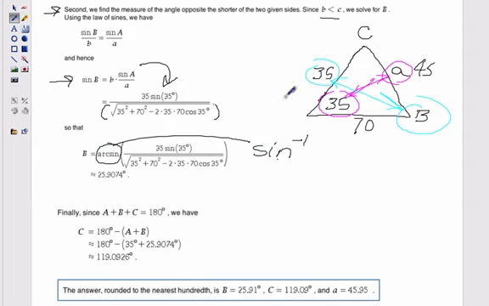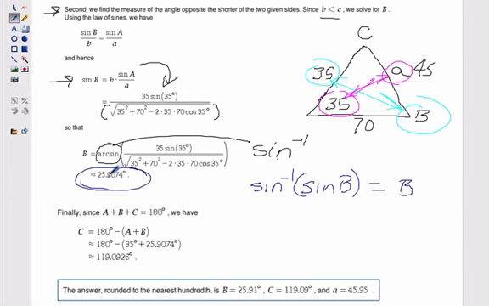So in other words, here's a little aside. If we have the sine of B, and we take the inverse sine of that, that gives us just B. And then here's our calculation. Again, this is an approximation, so we don't want to round here. We want to use this value in our last step.